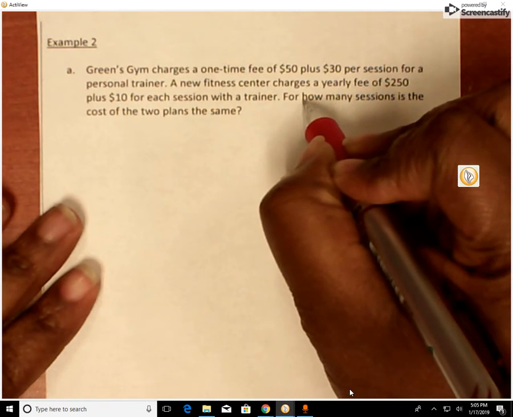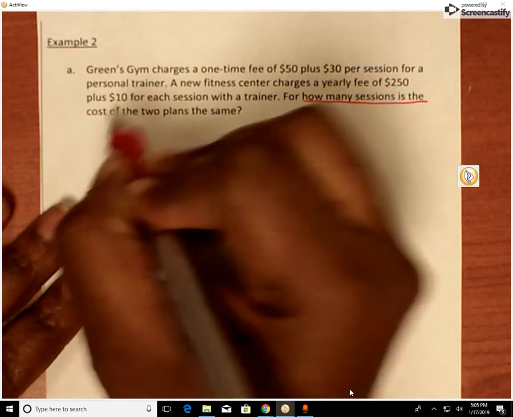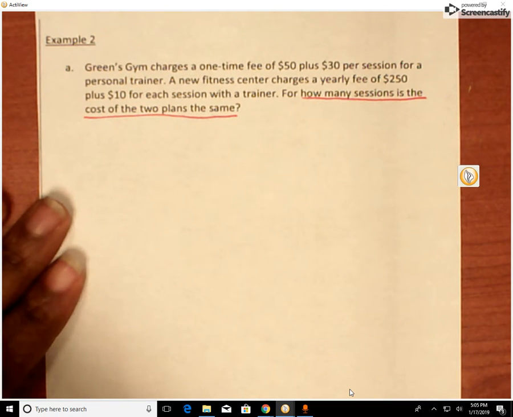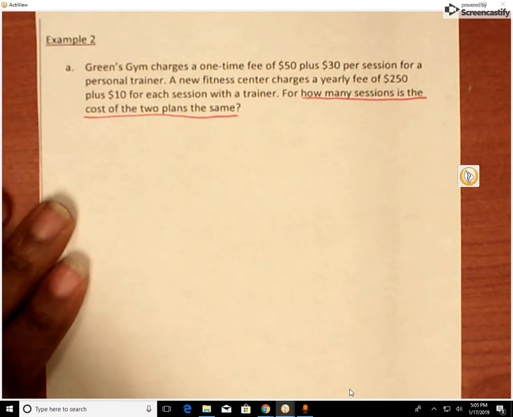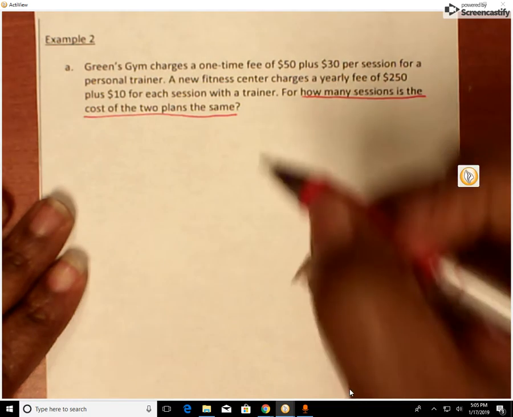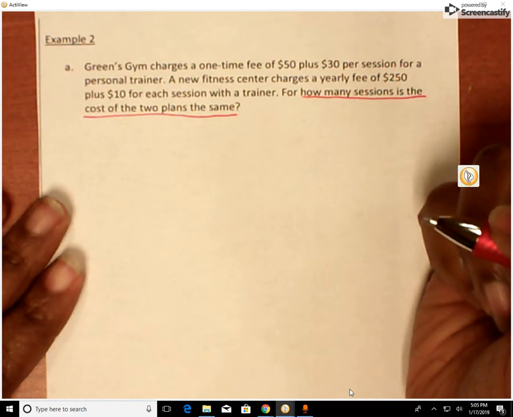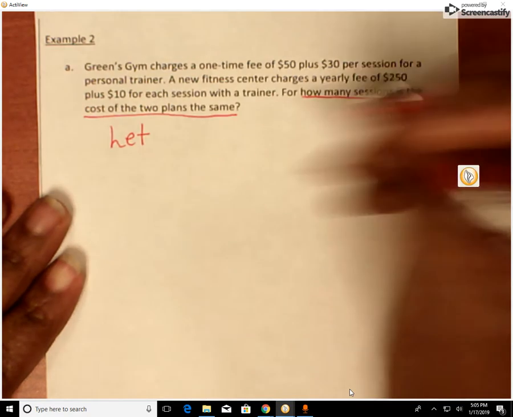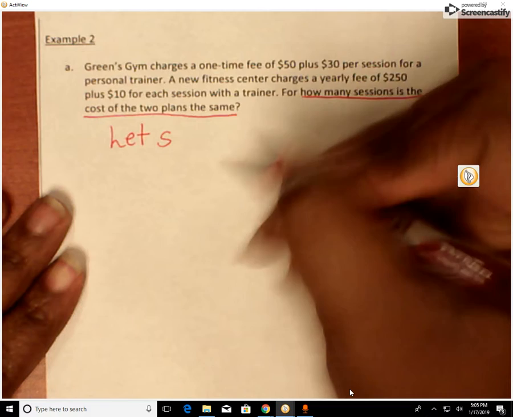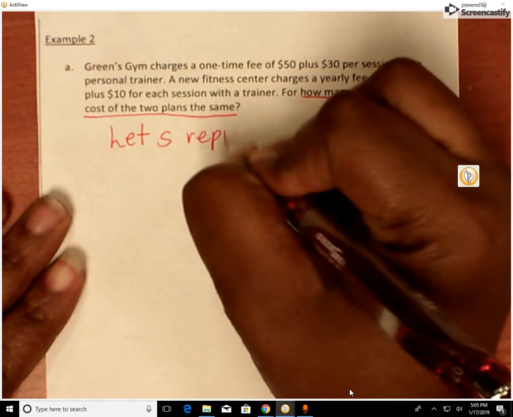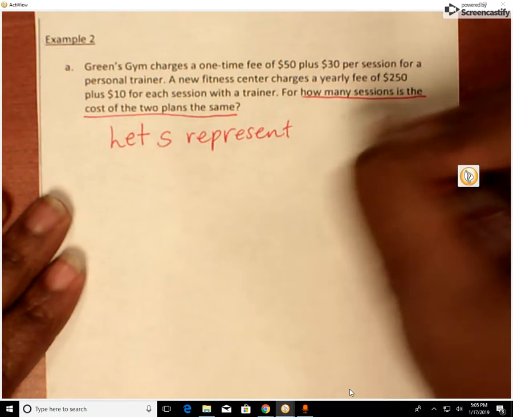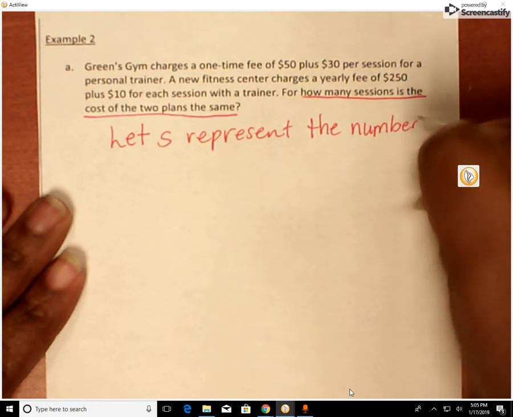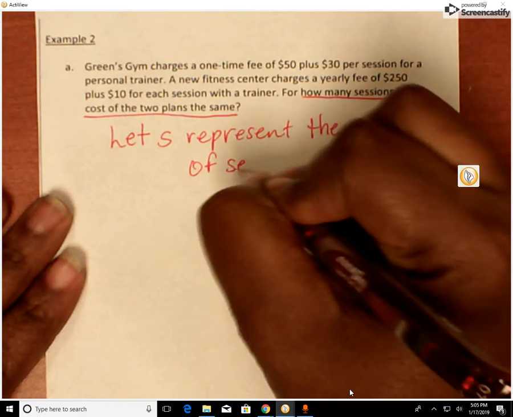So we want to first underline our unknown, just like we've been doing for the last week, for more than the last week. We did it with two-step equations. So we underline our unknown. Then we define our variable. How do we define it? Well, we're going to let S, because that's the variable I chose, represent the number of sessions.